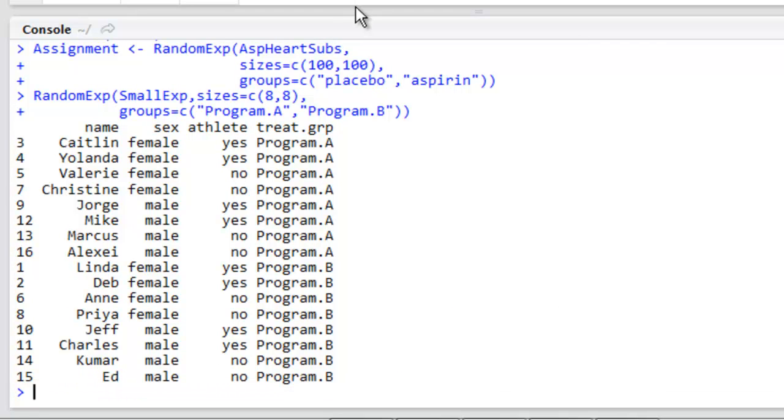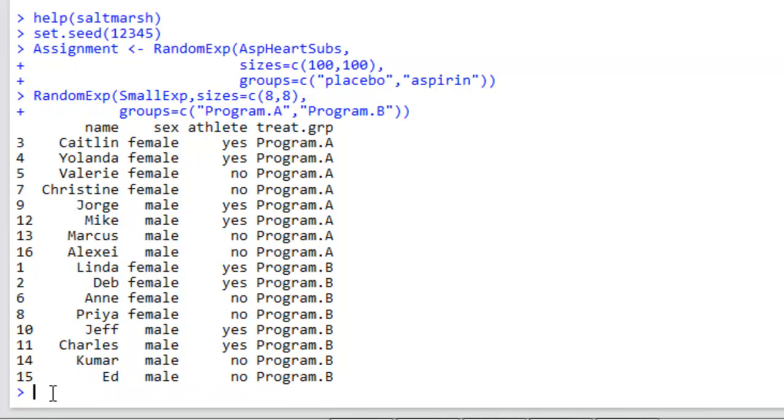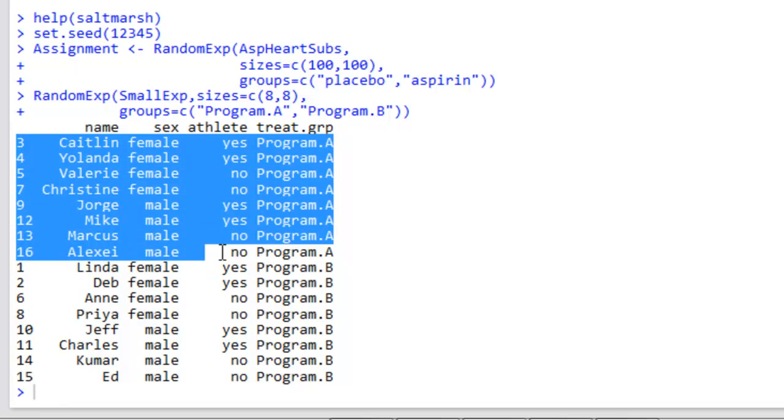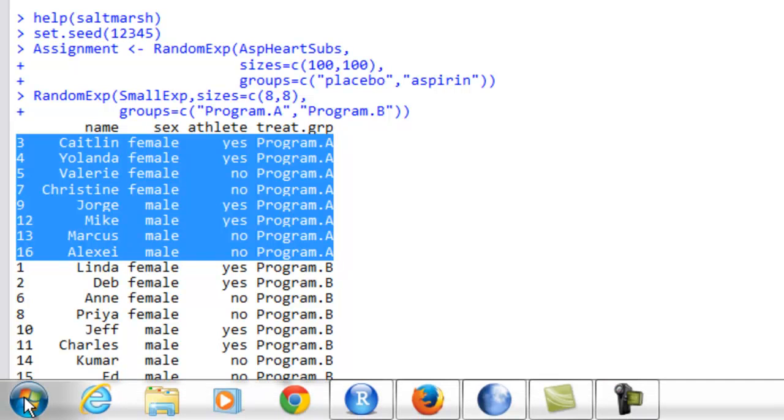So this time we appear to have done pretty well. If you look at the 8 persons assigned to Program A, 4 of them were female and 4 of them were male. And furthermore, 4 of them were athletes and 4 of them were not. It looks like we got things just right with regard to sex and athletic status. The 2 groups look similar, at least with respect to these 2 variables that we happen to measure on every subject. That's pretty good news.